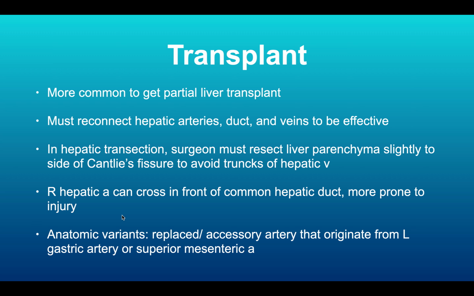Another thing to take note of is the right hepatic artery, which in some populations can cross right in front of the hepatic duct, and that can be prone to injury. The most common anatomic variant is the replaced or accessory artery that originates from the left gastric artery or the superior mesenteric artery. So there's just an extra vessel that you need to pay attention to.